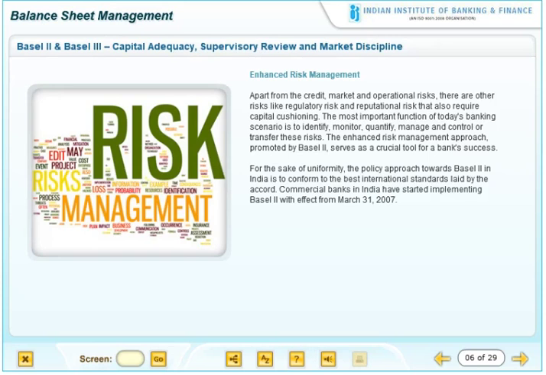For the sake of uniformity, the policy approach towards Basel II in India is to conform to the best international standards laid by the Accord. Commercial banks in India have started implementing Basel II with effect from March 31, 2007.